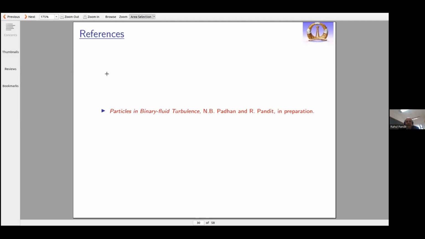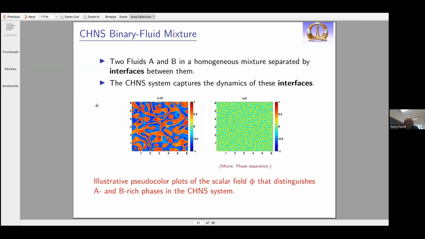Okay, now let me show you a little bit about particles in binary fluid turbulence. So this is something which is in preparation with Nadia. Nadia's great virtue is that he produces results faster than we can write them up. So let me show you one of his results. So first of all, what's the fluid? So I should tell you the fields. So we will use the Cahn-Hilliard-Navier-Stokes equations for this binary fluid mixture.